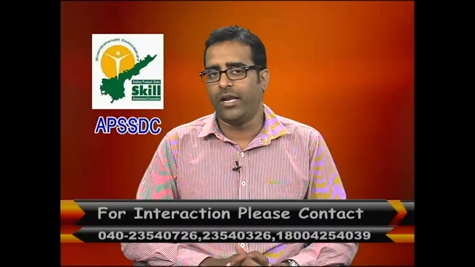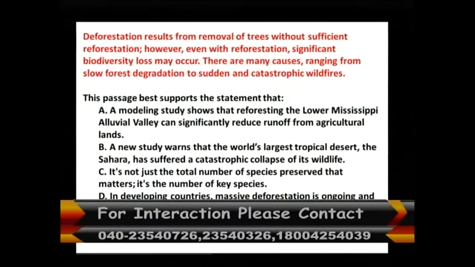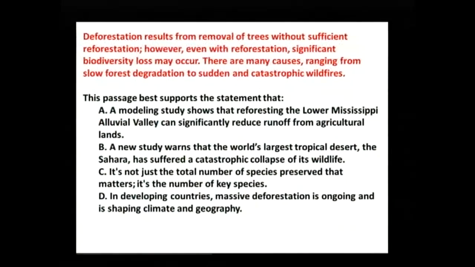Alright, now let's read the options. The passage best supports the statement that a modeling study shows that reforestation in the lower Mississippi alluvial valley can significantly reduce runoff from agricultural lands. A new study warns that the world's largest tropical desert, the Sahara, has suffered a catastrophic collapse of its wildlife. It is not just the total number of species preserved that matters, it is the number of key species. In developing countries, massive deforestation is ongoing and shaping climate and geography. What is the correct answer?